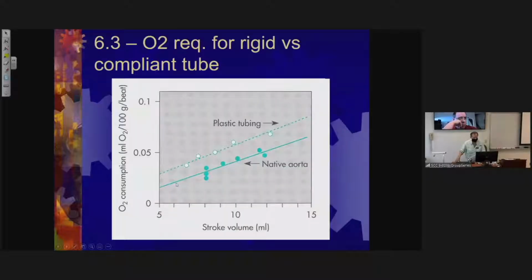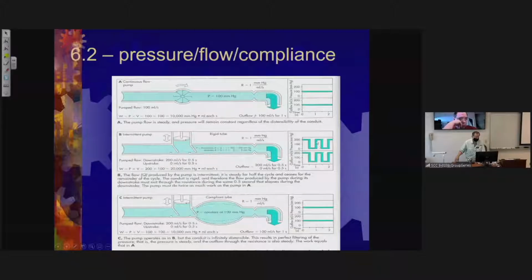If you wanted to push blood through a rigid tubing, it takes more energy. If you push blood through an elastic aorta, it takes less energy, because it takes energy to overcome the inertia to start and stop this flow. So it's better to keep it moving. Have you guys ever been trying to push something big and heavy and you get it started? If you keep it moving, it's easier to keep it moving than to let it stop and start again.